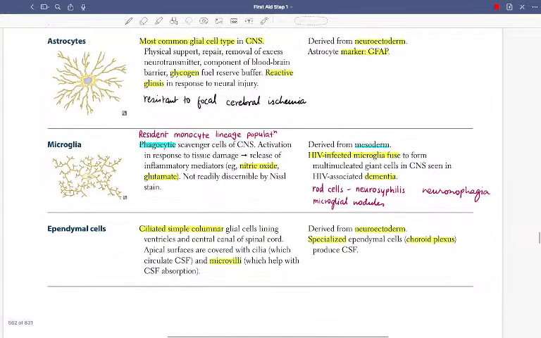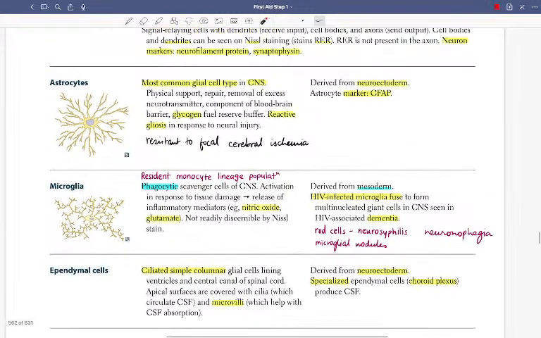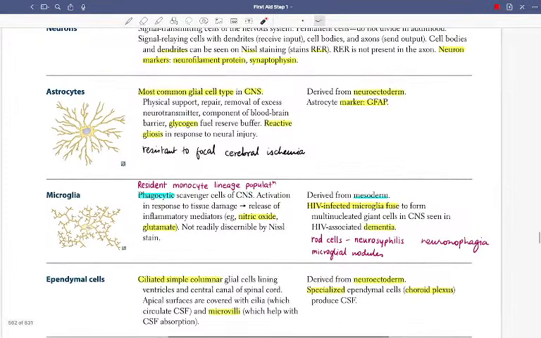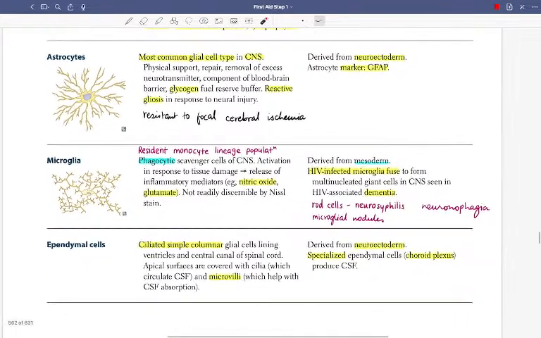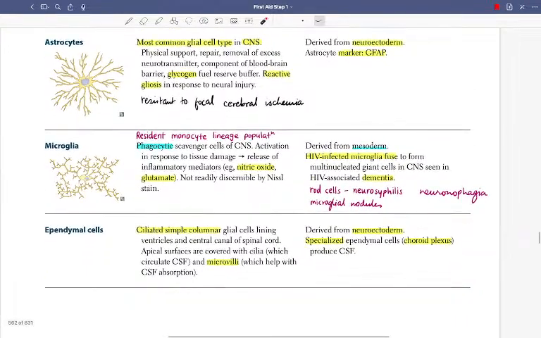What is the marker for astrocytes? These markers will be important when we do the neuro cancers. Synaptophysin has come a lot of times; you keep hearing synaptophysin. Next, the most common type of glial cell in the CNS is the astrocyte.